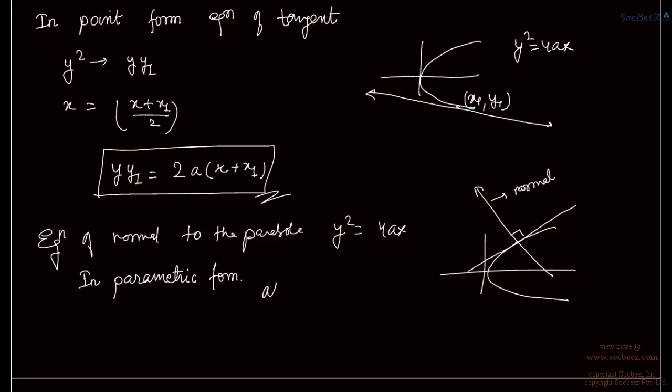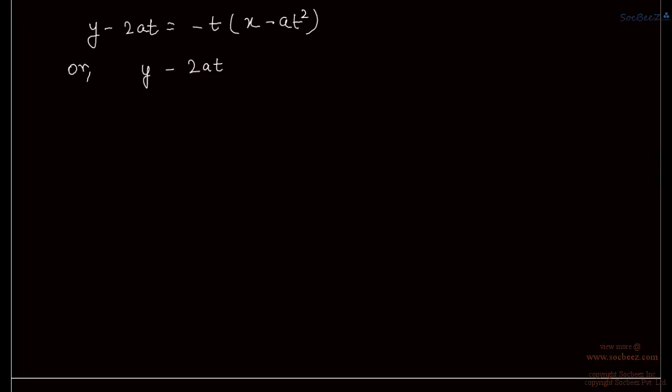In parametric form, that is at point at², 2at, we have seen that the slope of tangent is 1 by t. So slope of normal must be minus t. So equation of normal can be written as y minus 2at is equal to minus t times x minus at², or y minus 2at is equal to minus tx plus at³, or y is equal to minus tx plus 2at plus at³.